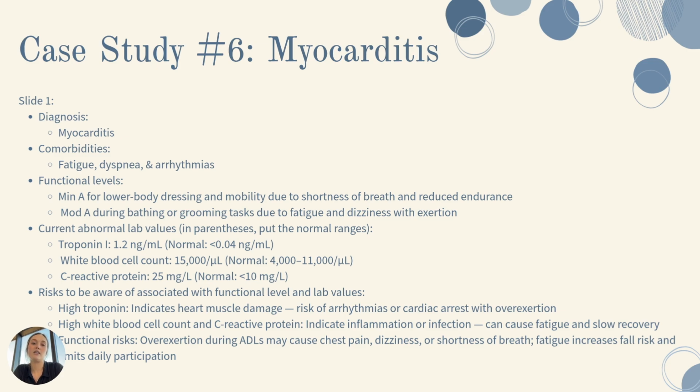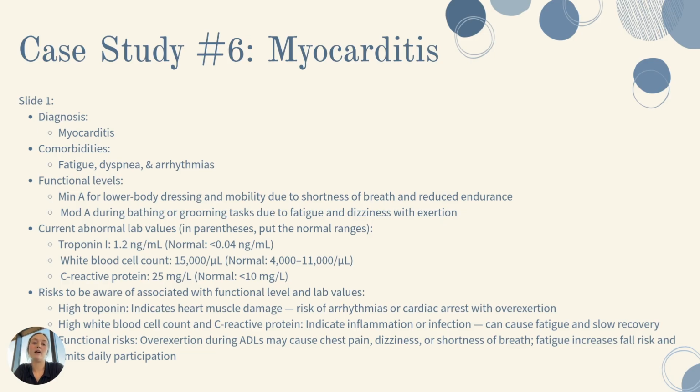And then looking at their lab values, we see several abnormalities. Their troponin I is 1.2 nanograms per milliliter, with a normal value being less than 0.04. So that's a significant elevation that indicates heart muscle damage, meaning that the client is at risk for arrhythmias or even cardiac arrest with too much exertion.